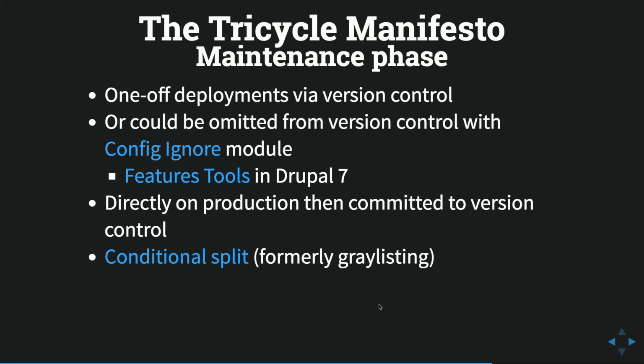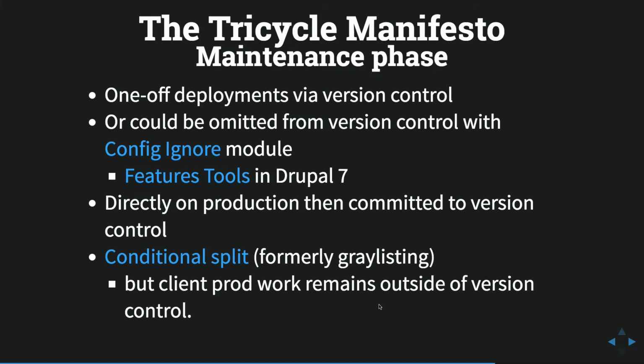And then, okay, there's also this, I think this is in config split. It's now called conditional split. It's formerly called gray listing. It lets you manage two different files to do that. I won't talk about that too much, but that's another option here. And like I said earlier, the thing about config ignore is that you're taking stuff out of version control, and so you're sacrificing that capability.